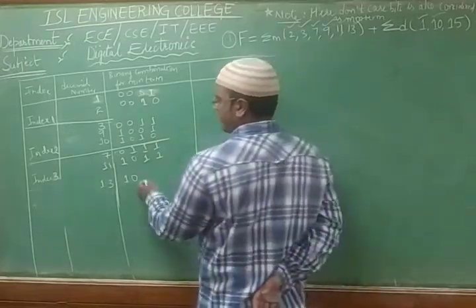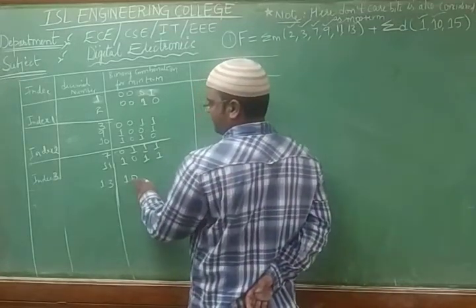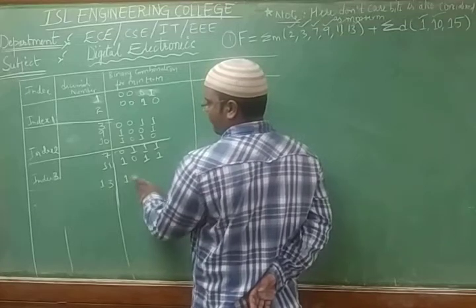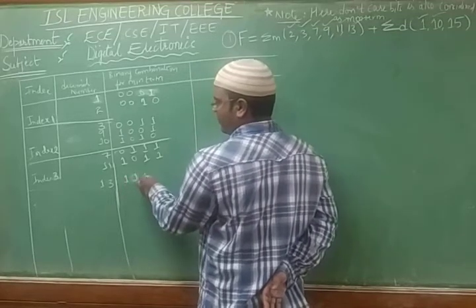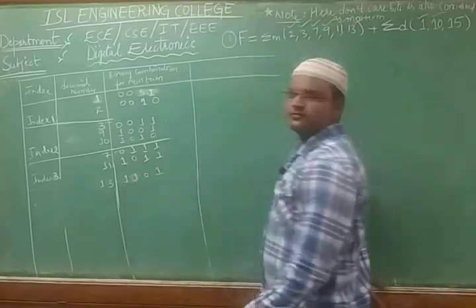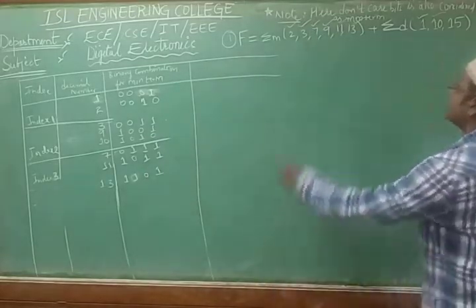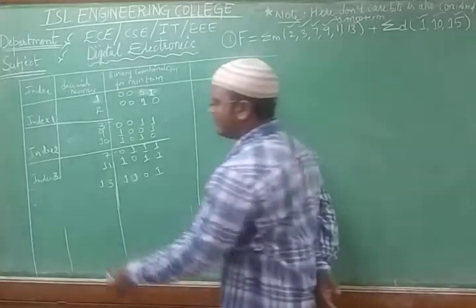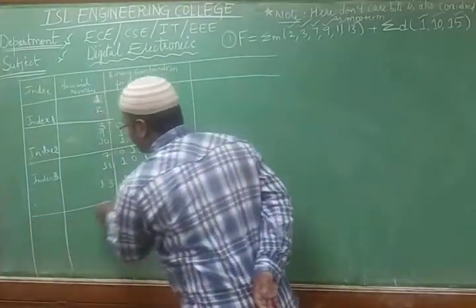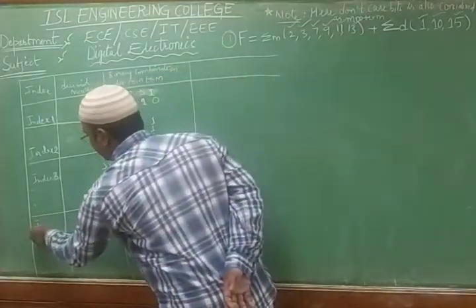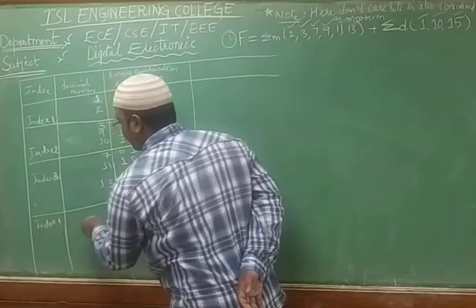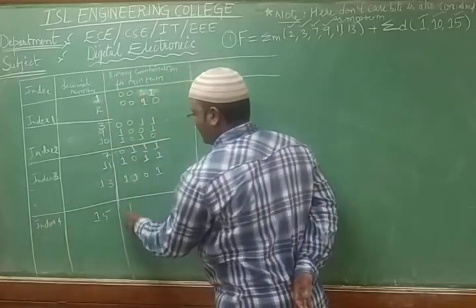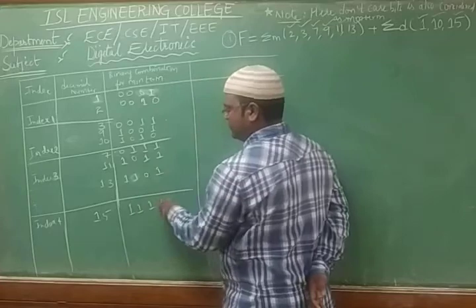Now we want to write 13. So how will we write 13? 8 plus 4. 8 plus 4 is 12. 12 plus 1 is 13. So we got 13. Next, we just want to write 15. So 15 comes under index 3. Now this is our index 4. In index 4, what is the number we left out? 15 is left out. So 1, 1, 1 and 1.